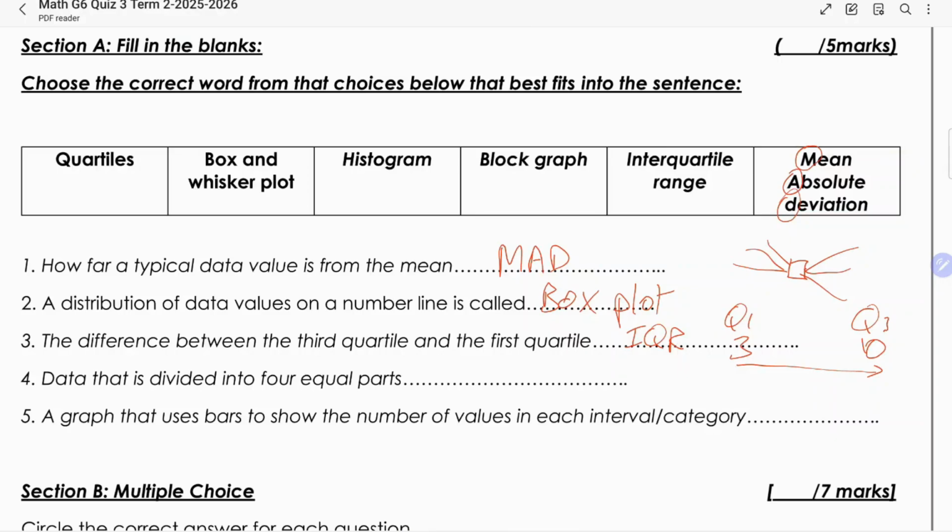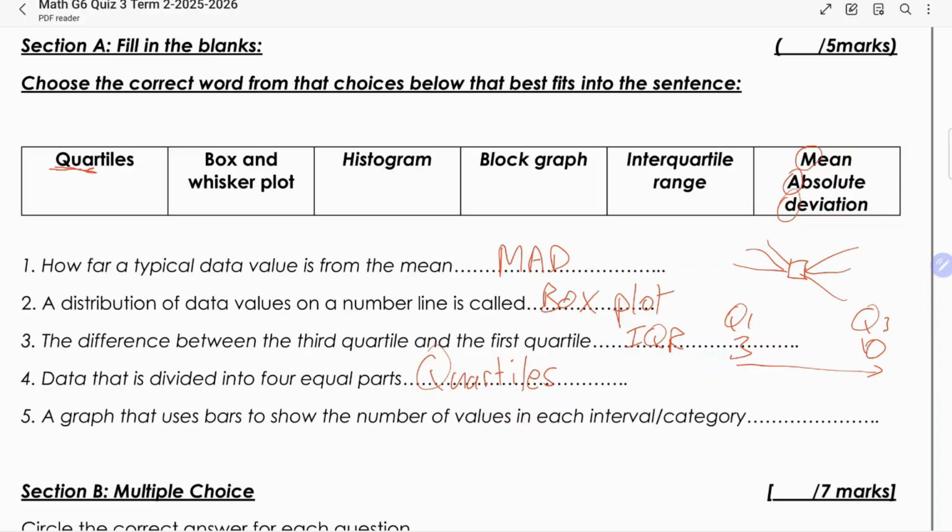Now, number 4, data that is divided into 4 equal parts. If something is split into 4s, it's split into quarters. And quartiles. So that will be the answer. We call it quartiles when we're splitting data into 4s. Quartiles. Please don't write Q for short. Just write the whole word.